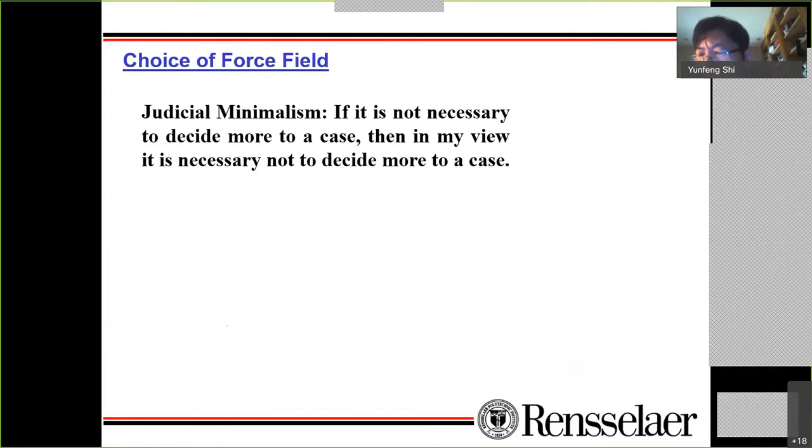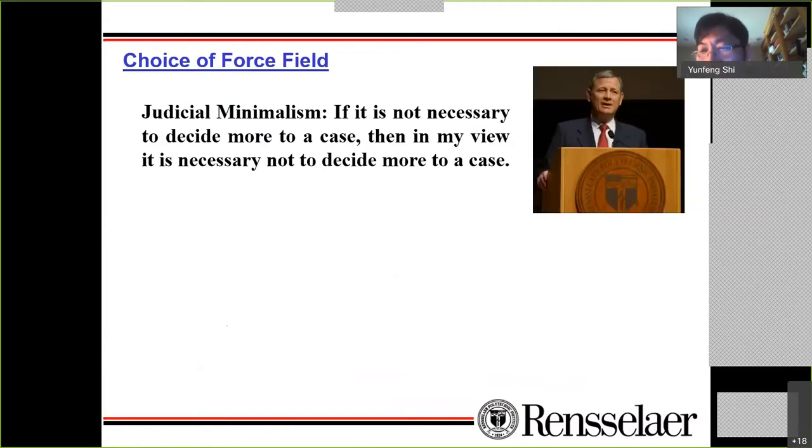All right. So basically, anybody know who wrote this quote? You can chat back in the chat. No. All right, so this guy, anybody know? He actually came to RPI, it must be three or four years ago. This is Chief Justice John Roberts. So the Supreme Court has been in the news recently.